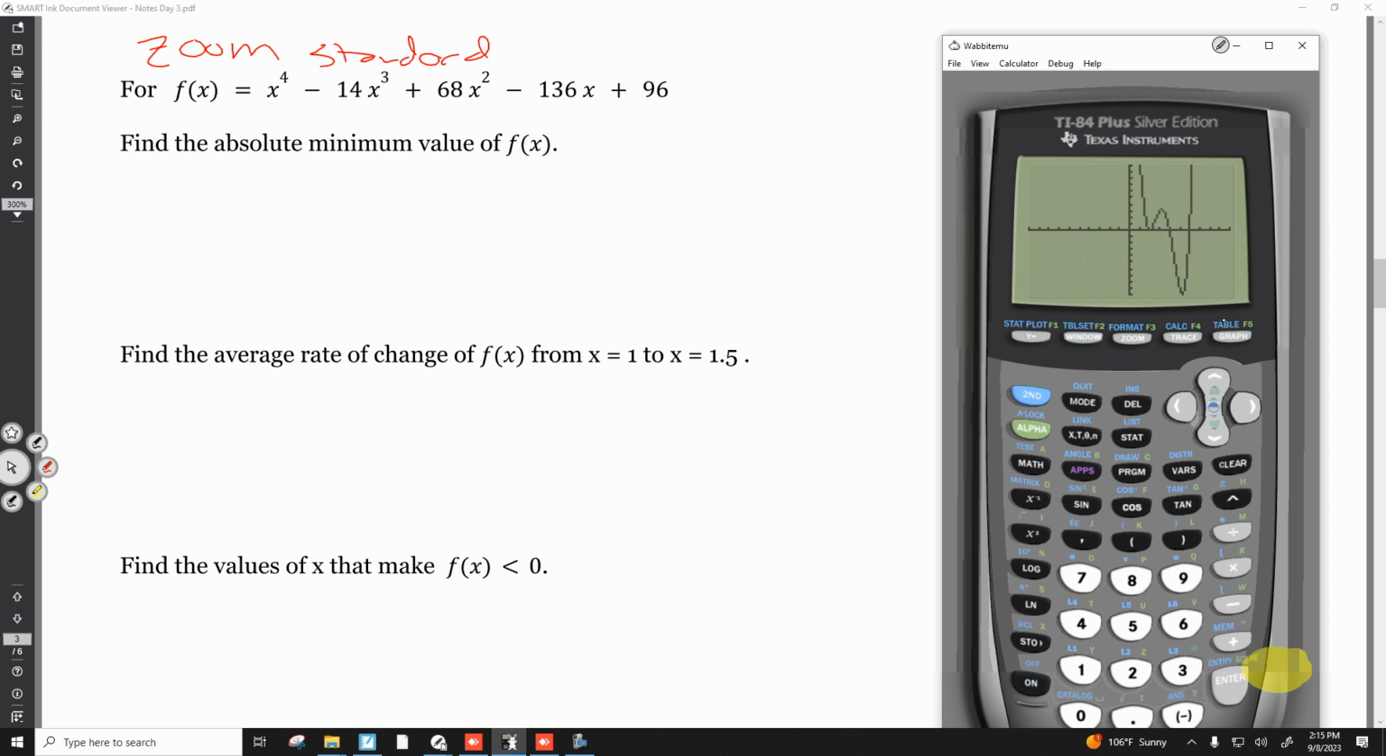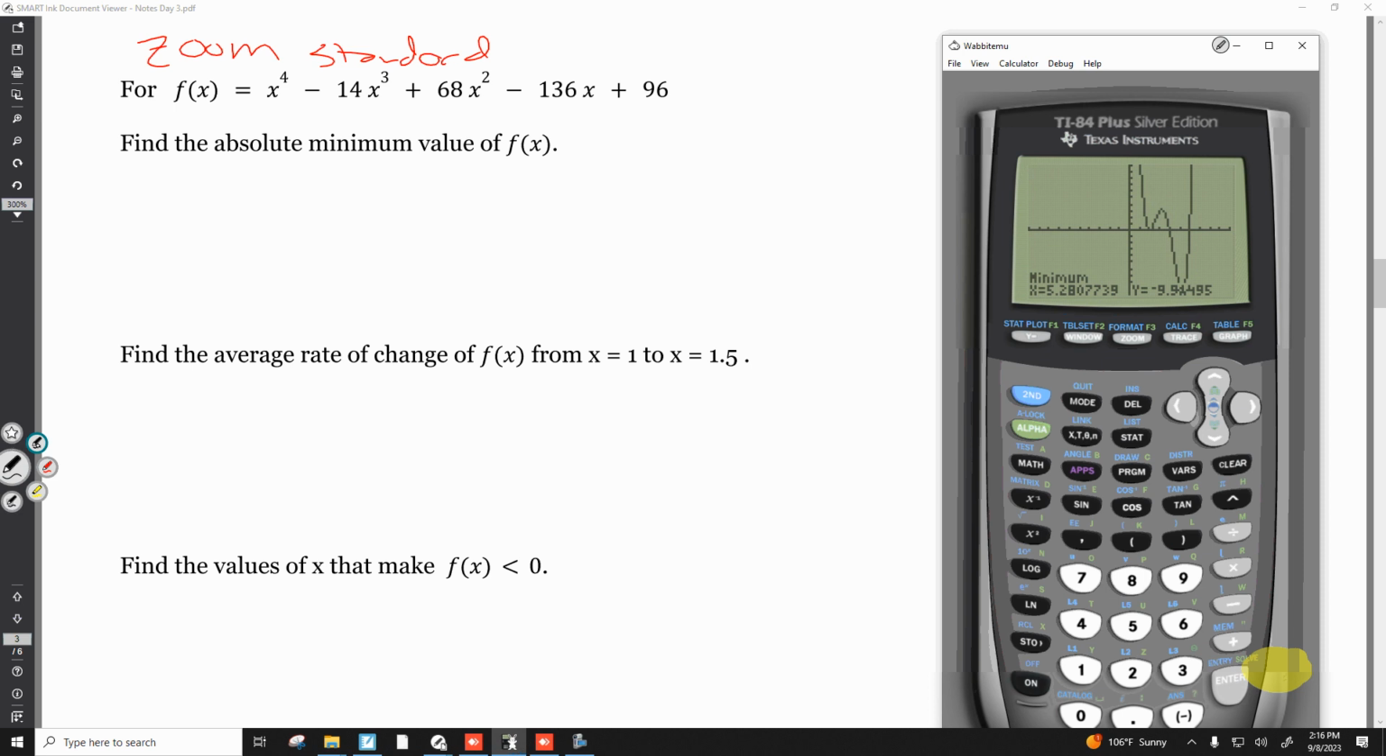Cool. Finding minimum. All right, I can find a minimum. Let's go. Second calc, min. Zoom standard. Go to the left. Go to the right. Bam. Cool. Like, boom, I just found them.